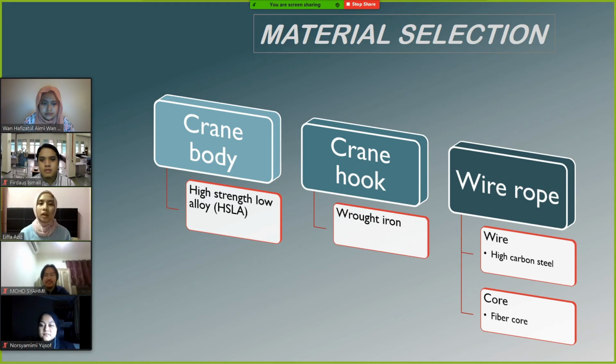Lastly, there are two basic main components of wire rope, which are wire and core. For wire, high carbon steel is chosen as it has very high strength and has extreme hardness. Besides that, high carbon steel is also resistant to wear and has moderate ductility. Fiber core is chosen for the wire core because it offers greater elasticity than a steel core. That's all.